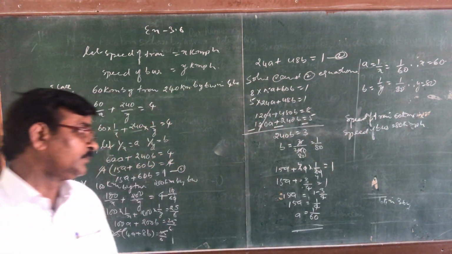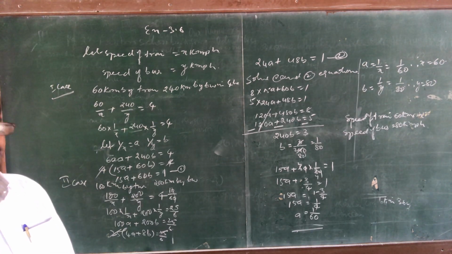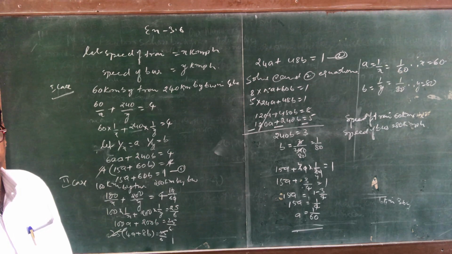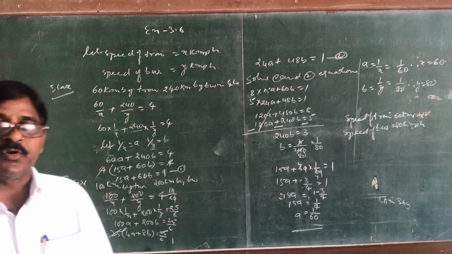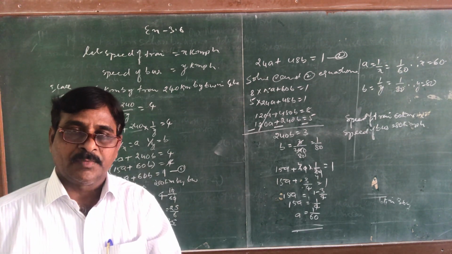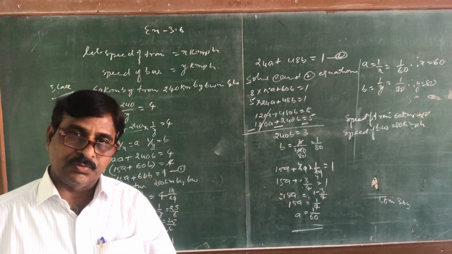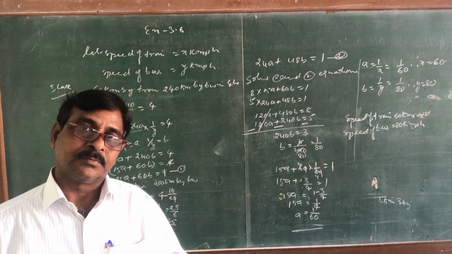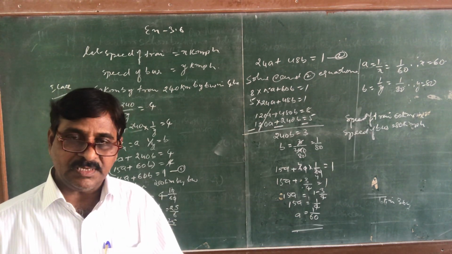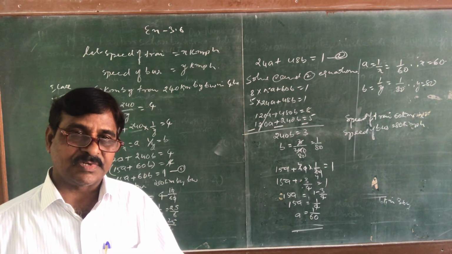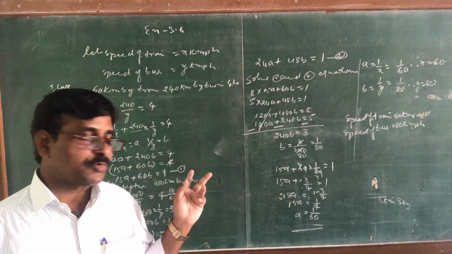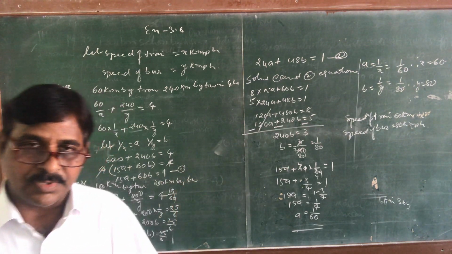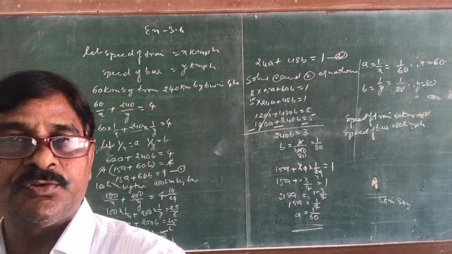Okay. So we got the speeds of train and bus. This problem is a little bit typical. In the homework, please do the same 2 problems again. Repeatedly you can do that in the homework. So today's homework is for you: same 2 problems you have to do again. Okay. Again we'll see you tomorrow then.